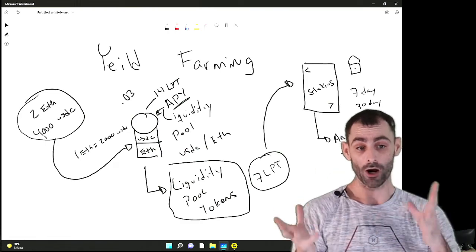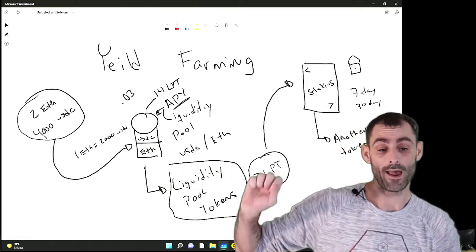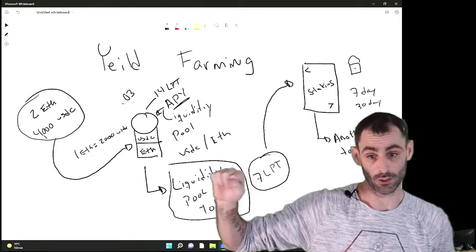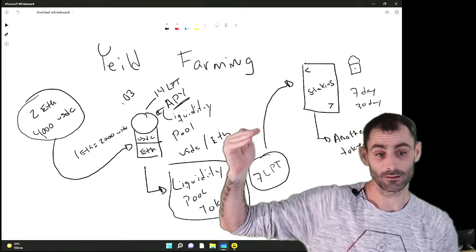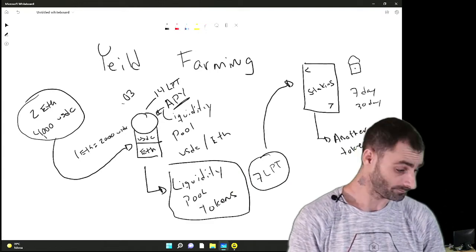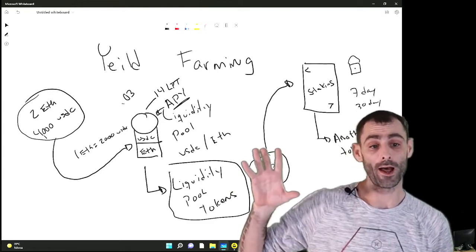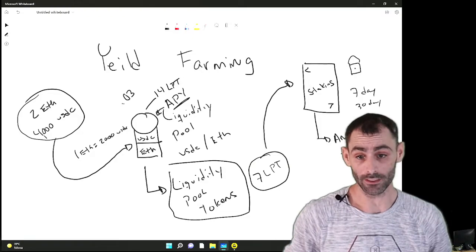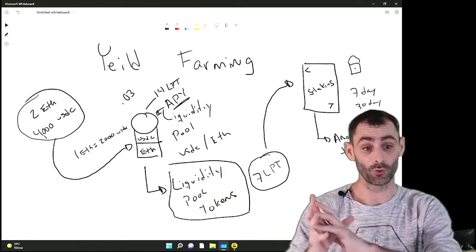So the larger the liquidity pool and the more funds in the liquidity pool, the less price movement there is per trade. So many people, in order to have price stability, want the liquidity pools to be big.